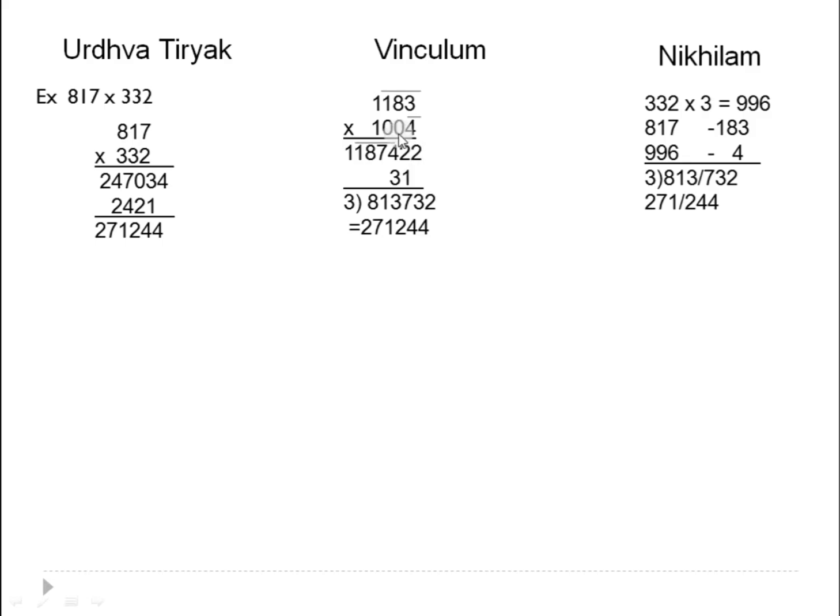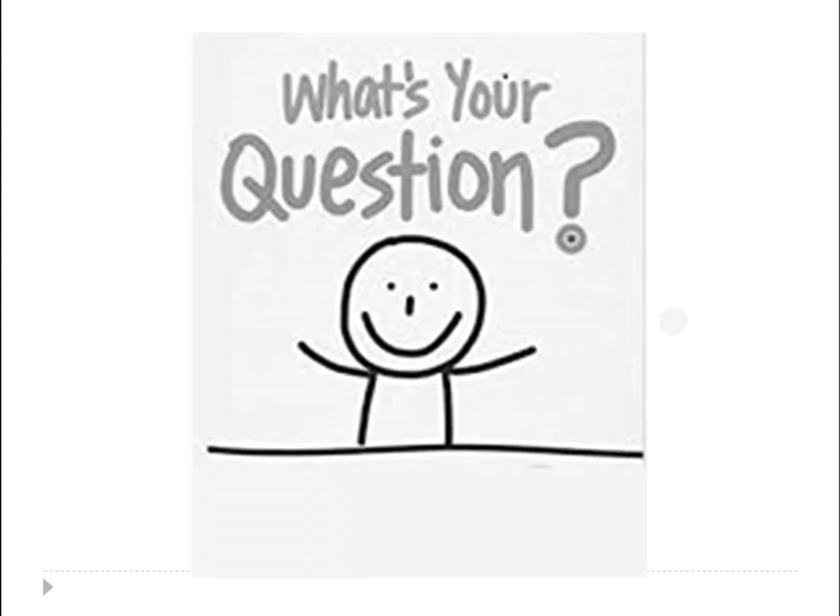So 2 and 1. Here 187 are the 3 digits which are having the bar. Okay. So they need to be reduced from it. And this 31 is to be added. So when we get the final result, we get 813732. So when we divide by 3, now we get 271244. So this method, you can weigh all 3 methods and you can understand which one you need to go for. So we'll end this session.